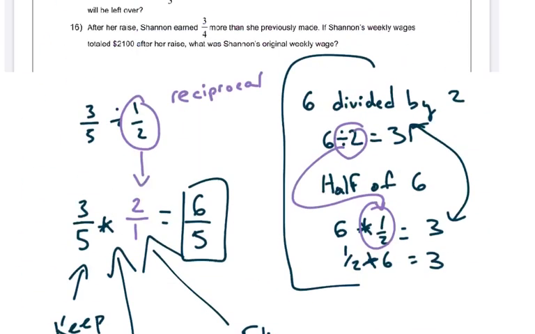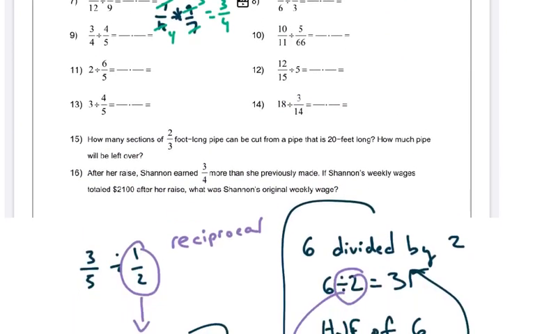And for 15, I'm actually going to look at 15. And in 15 it says, how many sections of a 2/3 long pipe can be cut from a pipe that is 20 feet long? How much pipe will be left over? Okay, so this is a very interesting question.